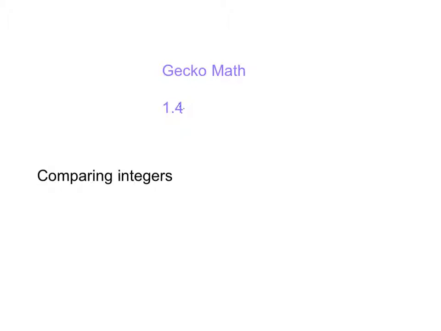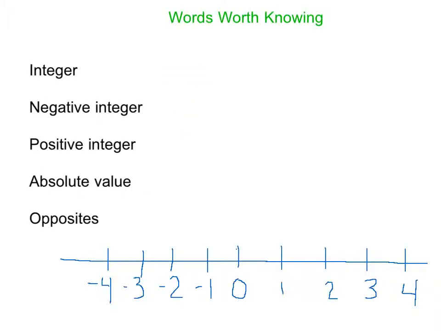Today we're going to work on comparing integers and finding out what absolute value is. We've got some words worth knowing today, and I believe a couple of them should be familiar to you. The first one is an integer, and I'll talk about that in a moment. A negative integer, a positive integer, absolute value, and opposites. So we've got 5 that we'll be talking about.